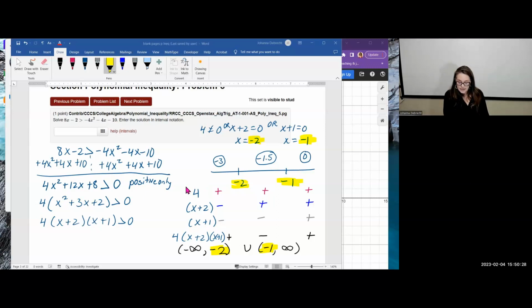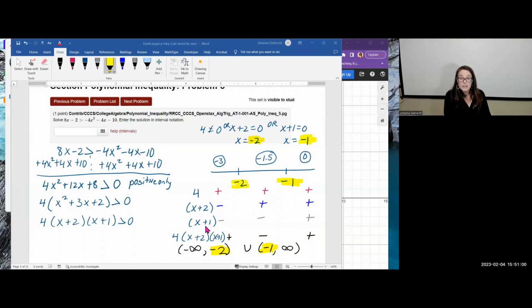Now, take each of the factors and substitute the test point in place of x. There's no x here, it's always positive 4, so it's positive in all three situations. Remember, this has divided our number line up into three regions. X plus 2, when I plug in the negative 3, I get a negative 1, so it's negative. At negative 1.5 plus 2, I get a positive 1/2, so it's positive. And at 0 plus 2, I get 2, so it's still positive.